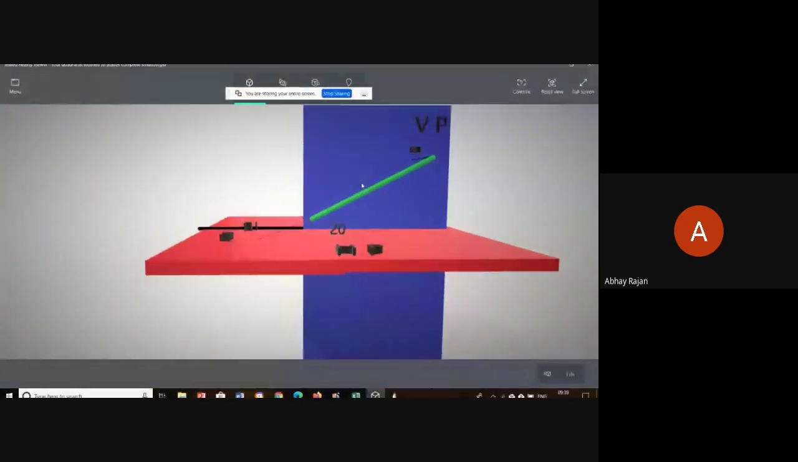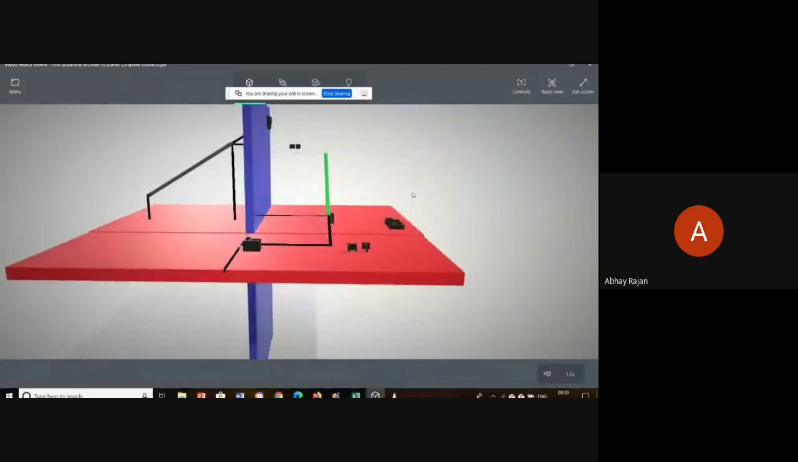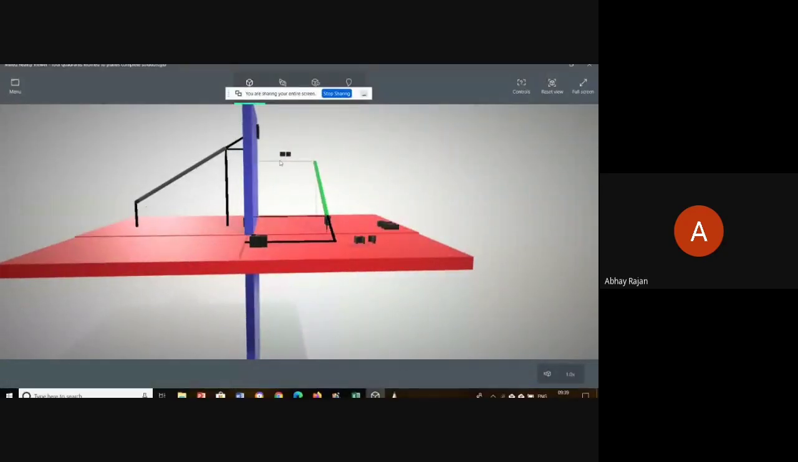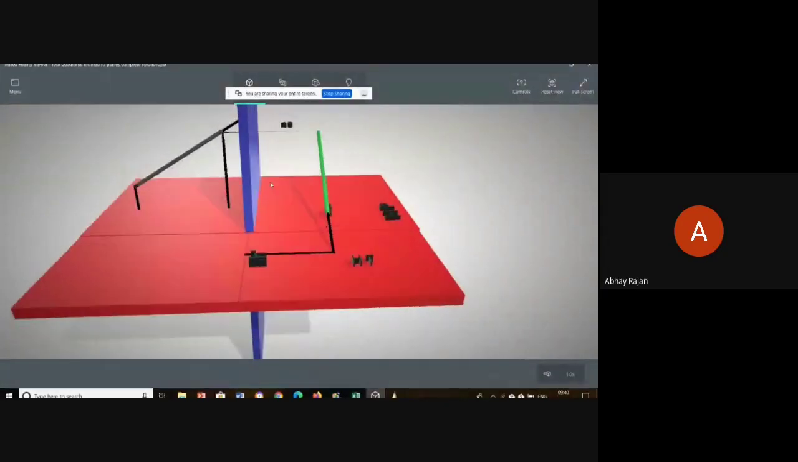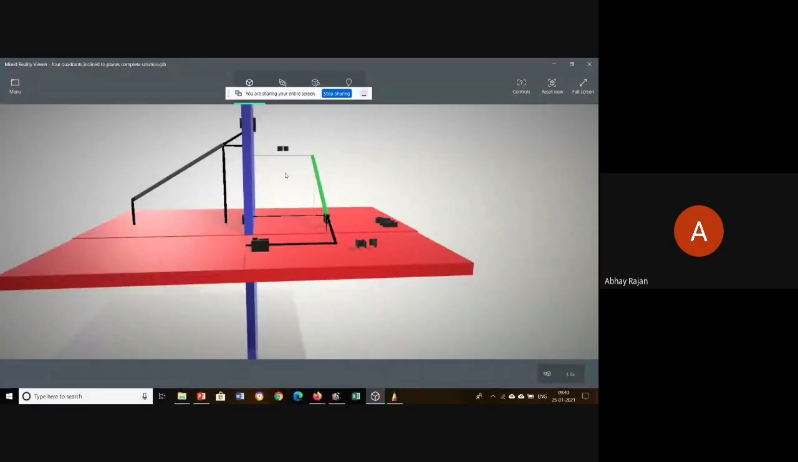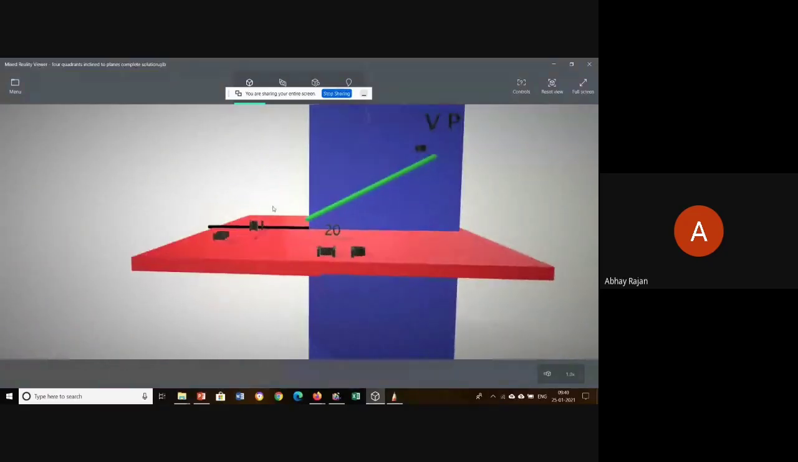So the line is only parallel to VP. That's the distance from VP, equidistant, right? So it was given 40 mm. So point A also will be at 40 mm distance from VP as well as point B also will be 40 mm distance from VP. And about this inclination, you can measure this inclination by a protractor, and you will see that here, assume it as 30 degree.